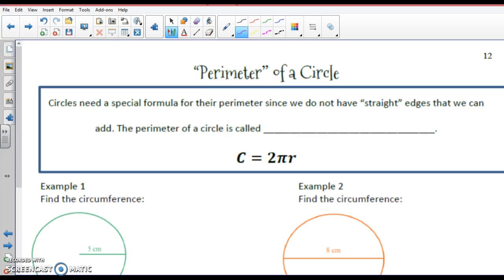This is the second part of this lesson. We're going to find the perimeter of a circle. Well, in a circle, the perimeter is called the circumference. And why is it not called the perimeter? Think about it. In the perimeter, don't we add up all the sides? Well, you can't add up the sides of a circle because there's one smooth curve. It doesn't have straight lines that you can measure.